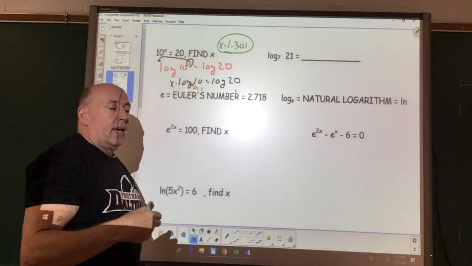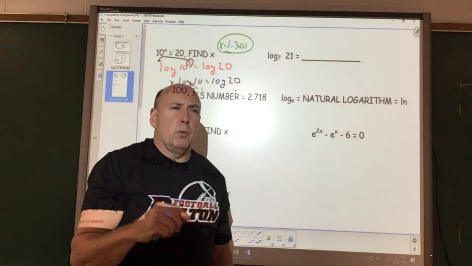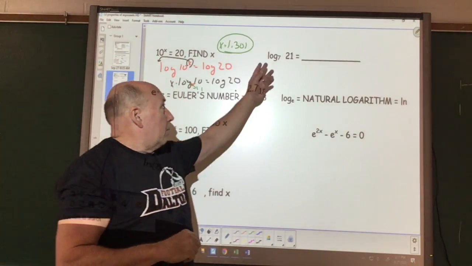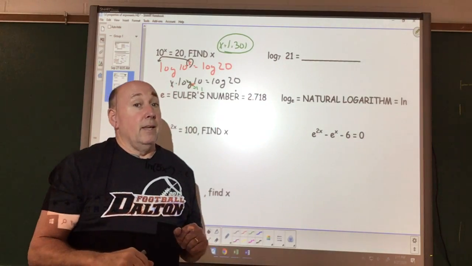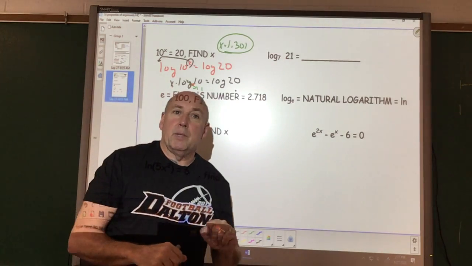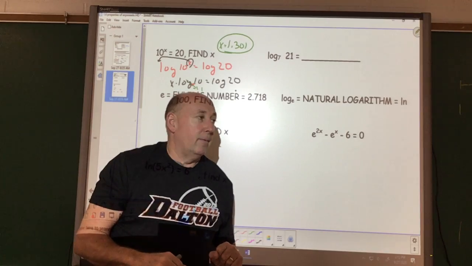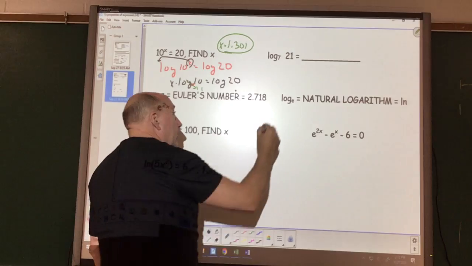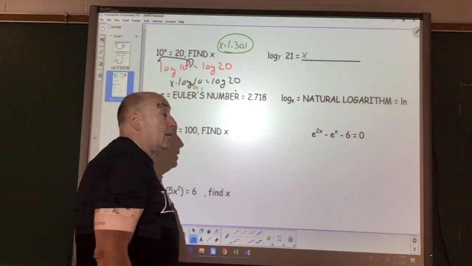Now if you would take 10 to that power, I'm going to get close to 20, but it's not going to be exact. Log base 7 of 21. Once again, ACT question. There's going to be an option of number 3 there. But in this form, it's tough to be able to deal with. So we can rewrite this as equal to x.